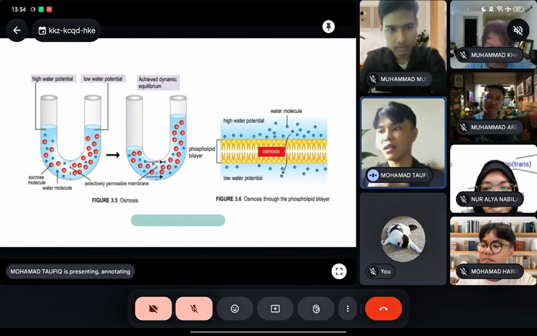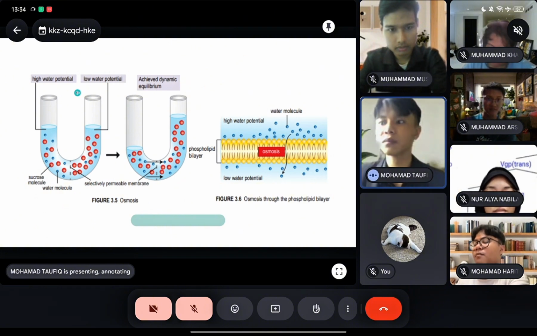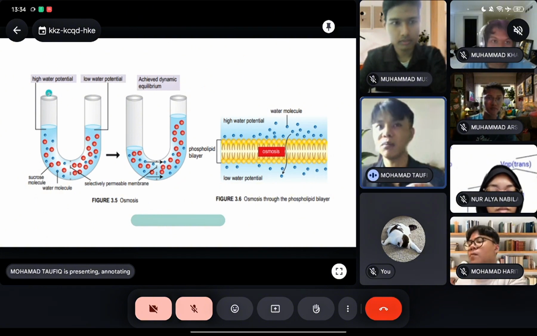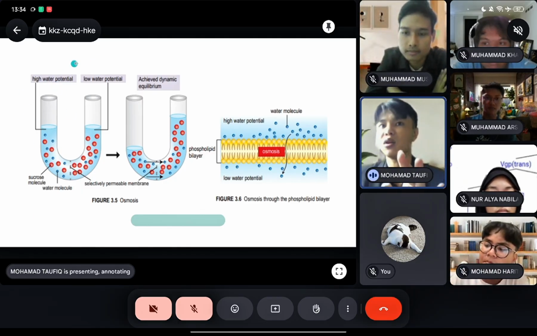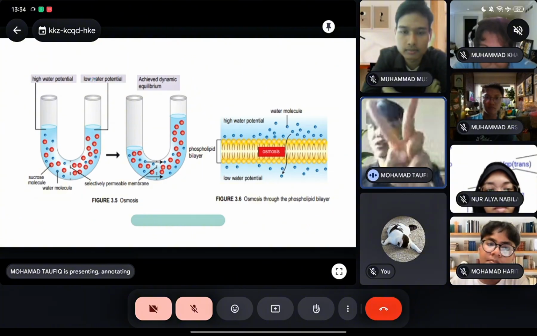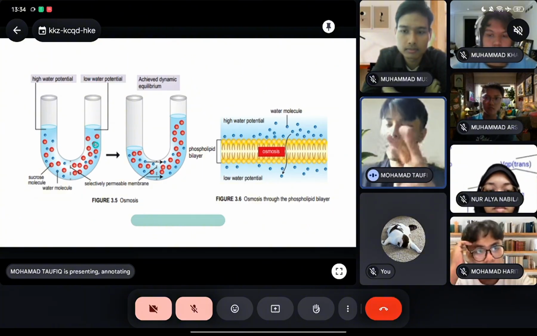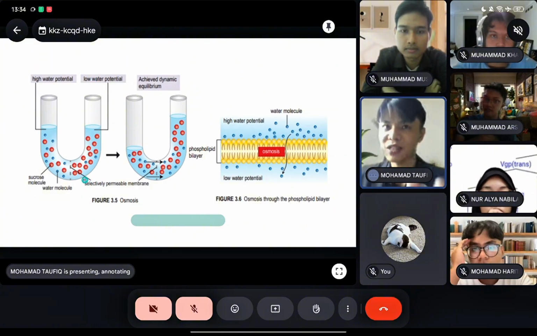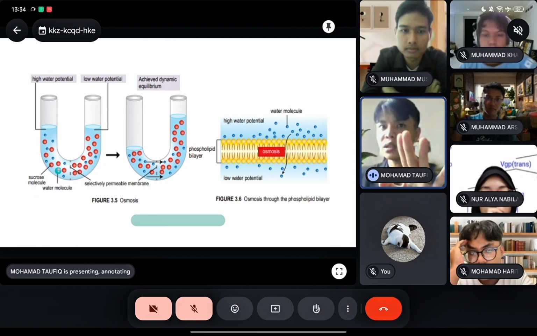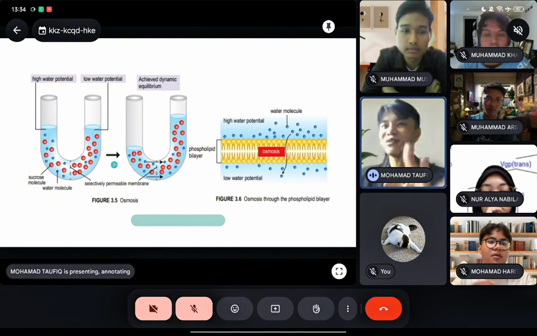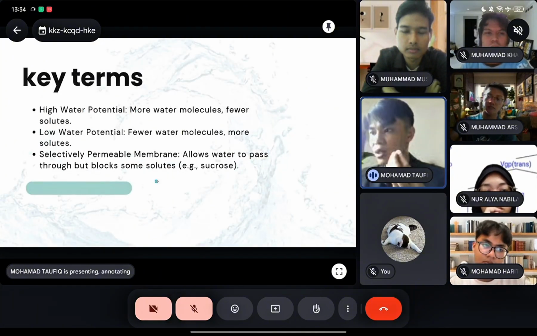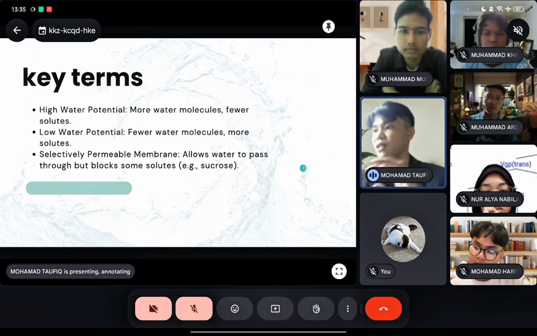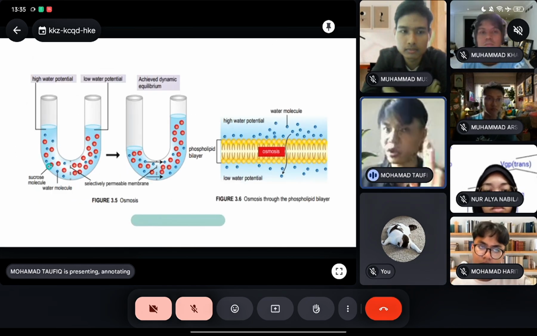As you can see, this is the high water potential, and this is the low water potential of two sides of the tube. Now, as you can see, the sucrose molecule over here is low. The water molecule over here is high. Hence, it has more water molecules and fewer solids. In this example, the solids will be sucrose molecules.